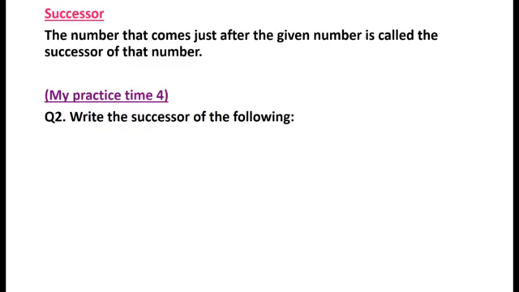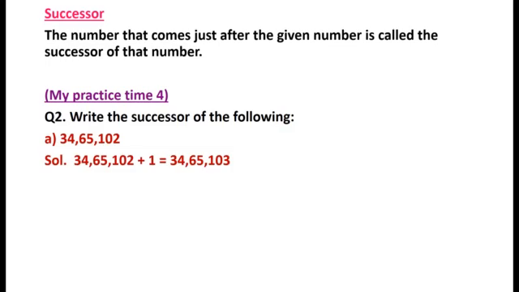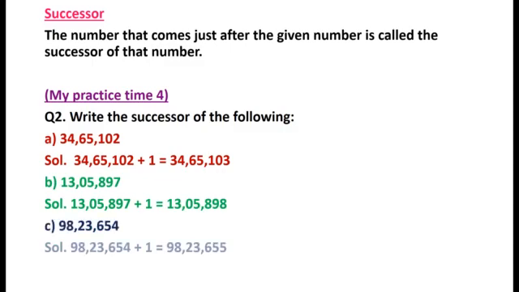I have taken the example from My Practice Time 4, question number 2: write the successor of the following. The number given here is 34,65,102. You need to find the successor of this number, and for that you need to add 1 to the given number, and when you add 1 you get the successor as 34,65,103. The second question also you can see here, and in the third one also we are following the same thing, children. To the given number we are adding 1 to get the successor.